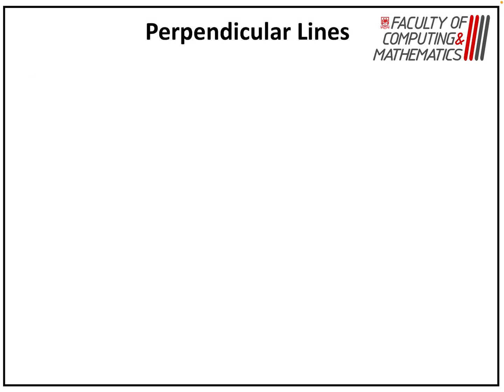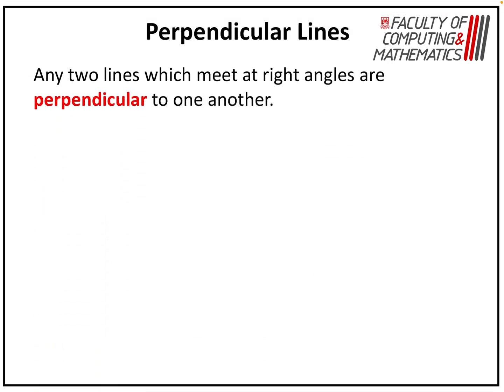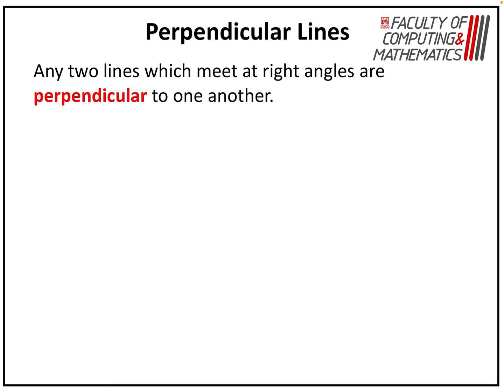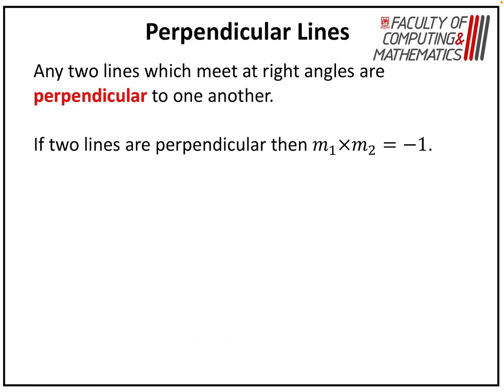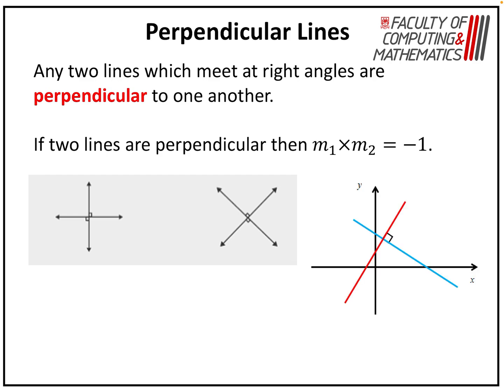Okay, so straight on to perpendicular lines. So perpendicular lines meet at right angles to each other. Okay, if two lines are perpendicular, then m1 times m2 is equal to minus 1. That's the proof of it, and you have to write that in whenever you've just found a perpendicular line or perpendicular gradient. So they look like this. Okay, or on a graph they'll look like this. Okay, meeting at right angles.